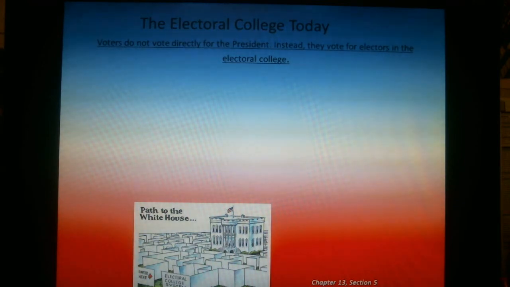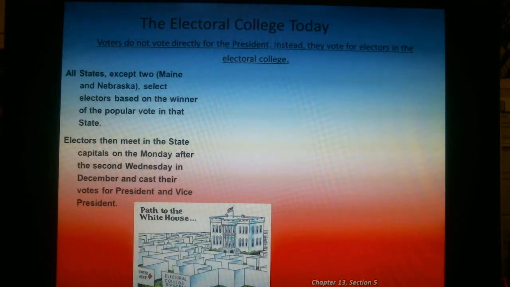So in the state of Kansas, if the majority of the voters vote for candidate A, then our state electors will also vote for candidate A, but they don't have to. And we have had a couple presidents' elections in our past history where we have had presidents elected by the Electoral College who was not picked by the people.